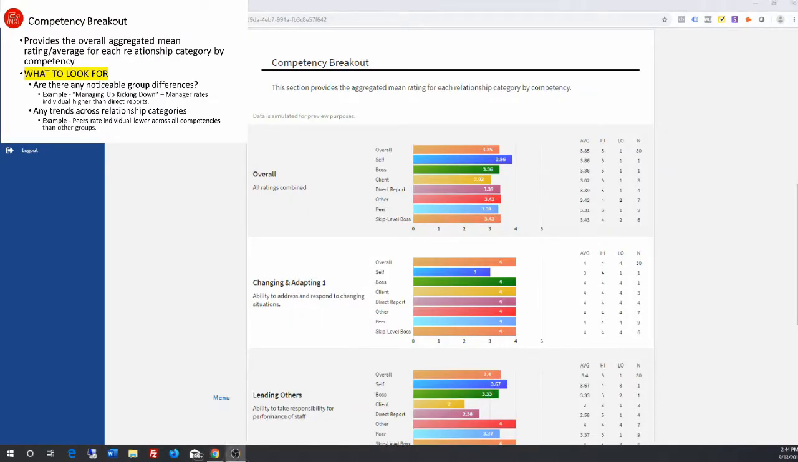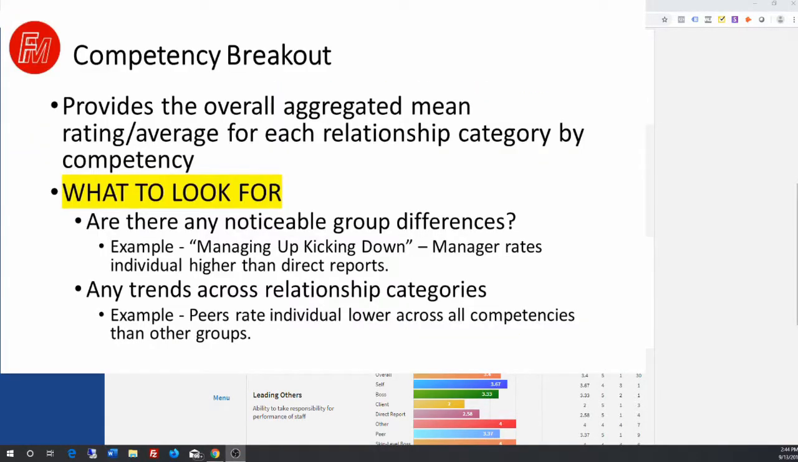Next, we'll talk about the Competency Breakout section. The Competency Breakout section provides the overall aggregated mean rating or average for each relationship category by competency. So it's a little different in that it's going to give you more detail, and it's going to break out how each of those relationship groups that were invited to participate responded to every single competency. So what you want to look for here are any noticeable group differences.